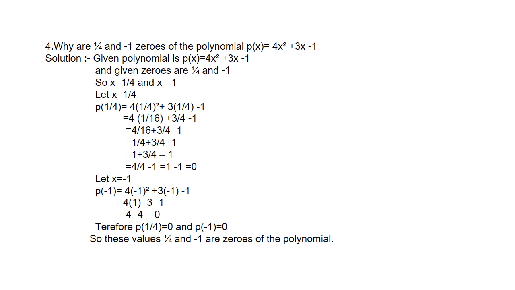Which is equal to 0. Therefore p of 1 by 4 is equal to 0 here, and p of minus 1 is also 0. So these values 1 by 4 and minus 1 are the zeros of the given polynomial.